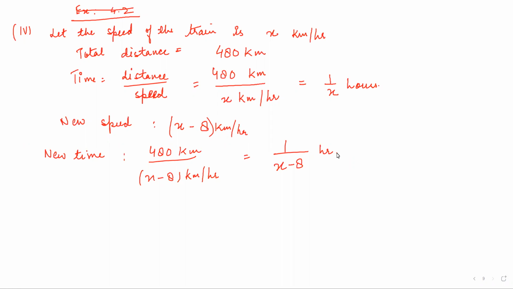Okay, so then it would have taken 3 more hours to cover the same distance. So it is saying that if the train is traveling with this new speed, earlier time was 480 upon x. Now it will take 3 extra hours, right? So basically, according to the question, this 480 upon x will be 480 upon x minus 8 plus 3. Getting it? Yes.